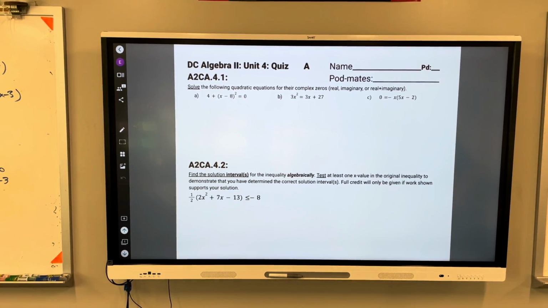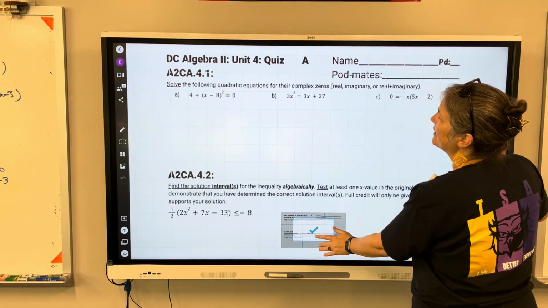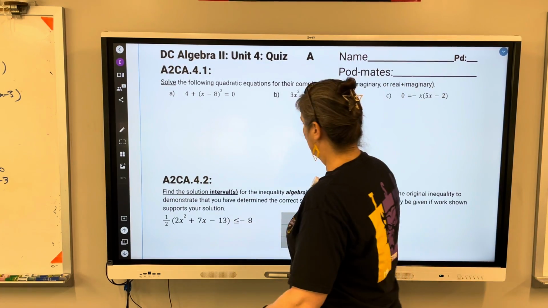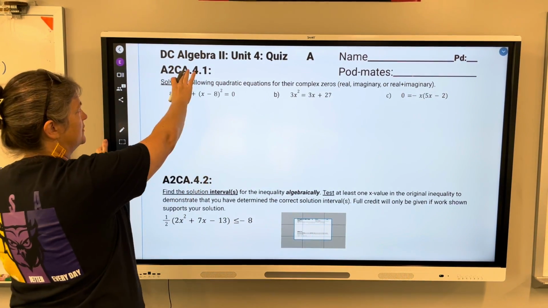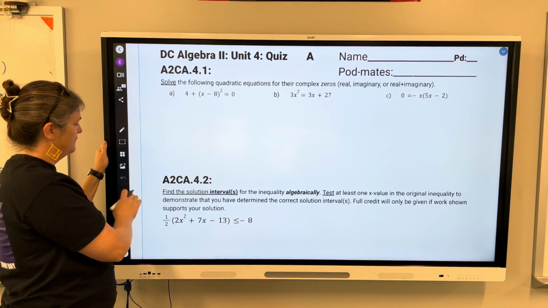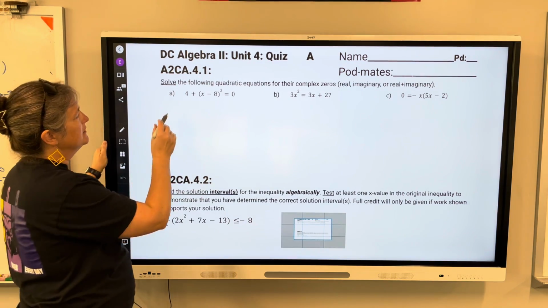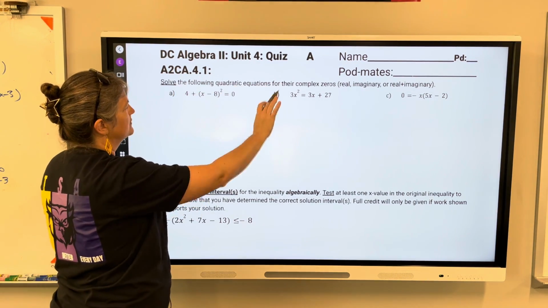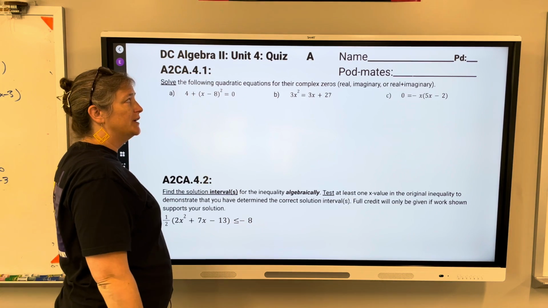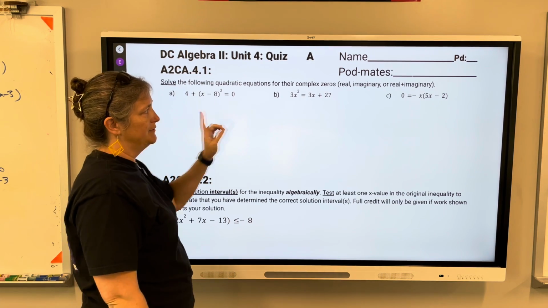This walkthrough is for Unit 4, Quiz A, where we're going to go through 4.1, 4.2, and then the 4.3 that's on the back. So in 4.1, it says solve the following quadratic equations for their complex zeros.